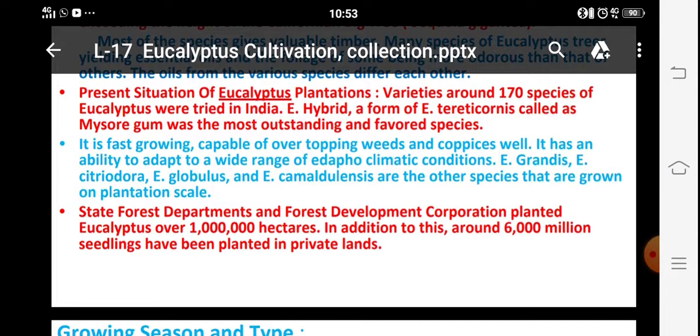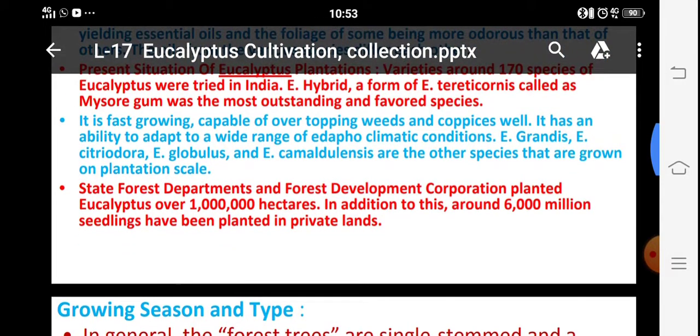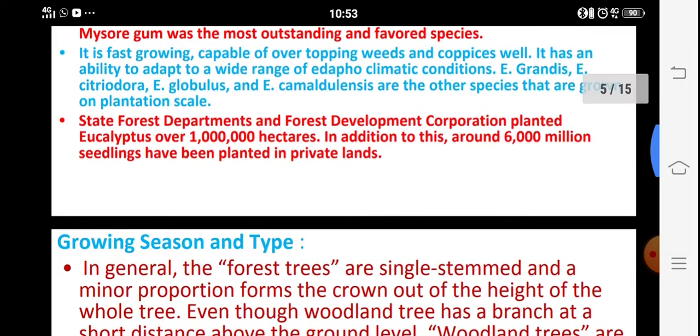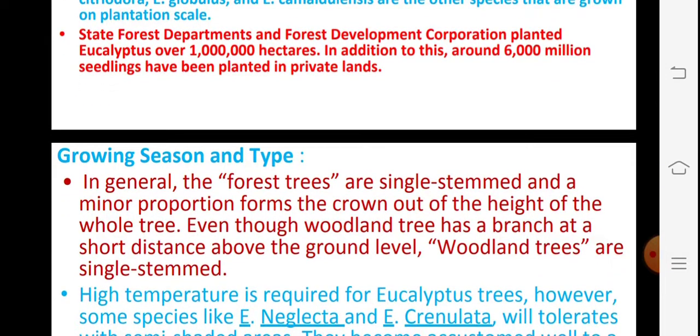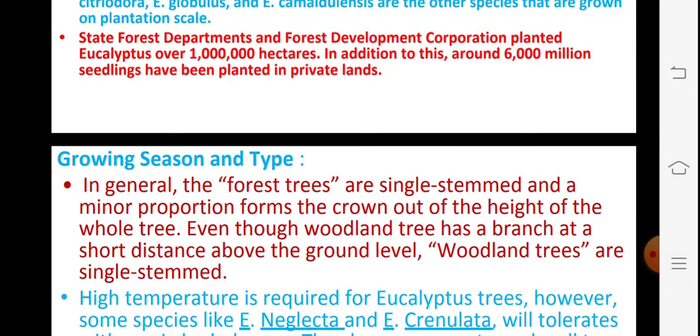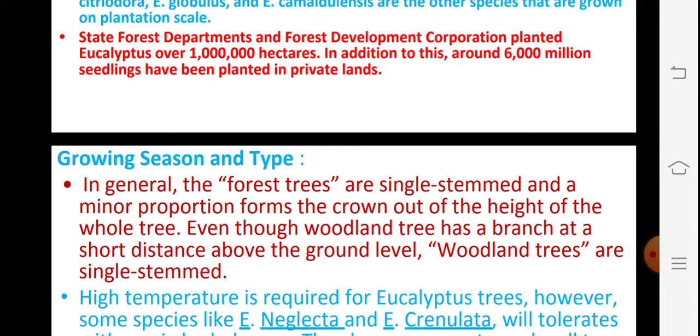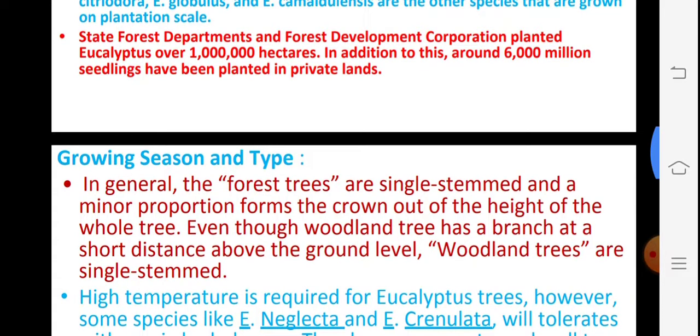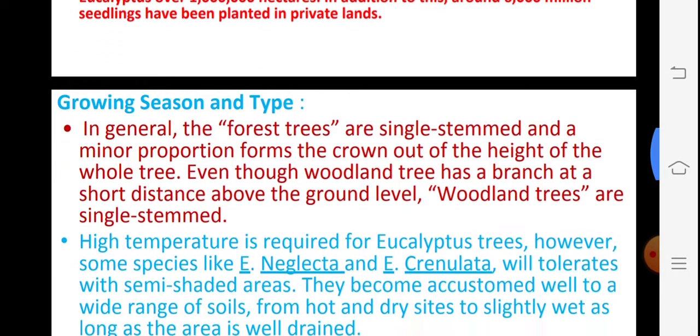Eucalyptus hybrid, a form of Eucalyptus tereticornis, is called Mysore gum eucalyptus, right? Then there are some species like Eucalyptus grandis, citriodora or globulus, and others. They are grown for plantation. As per government reports, our state forest department and the Forest Development Corporation of India, about 10 lakh hectare area is under cultivation, on wasteland or bare lands.